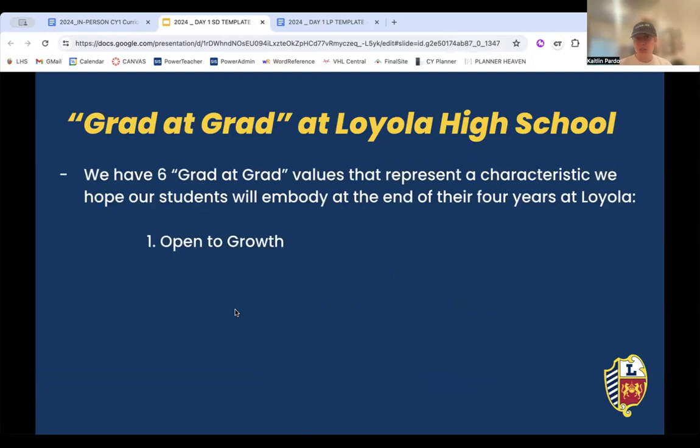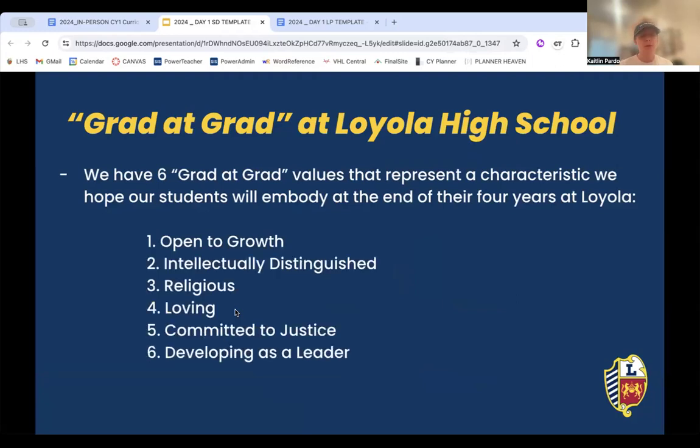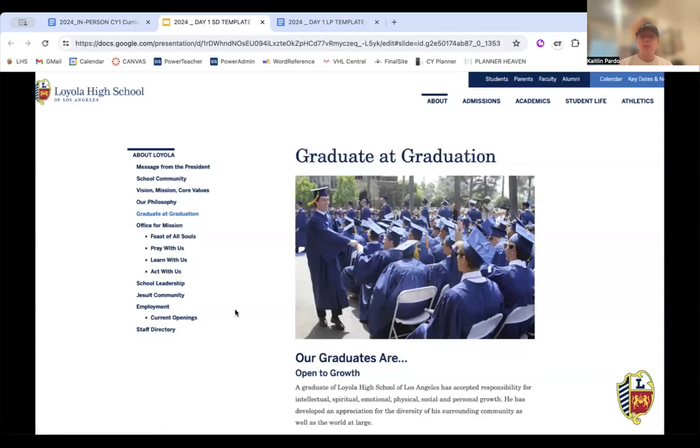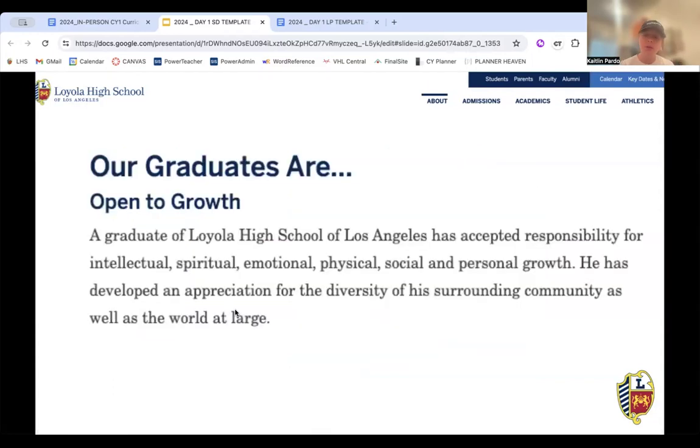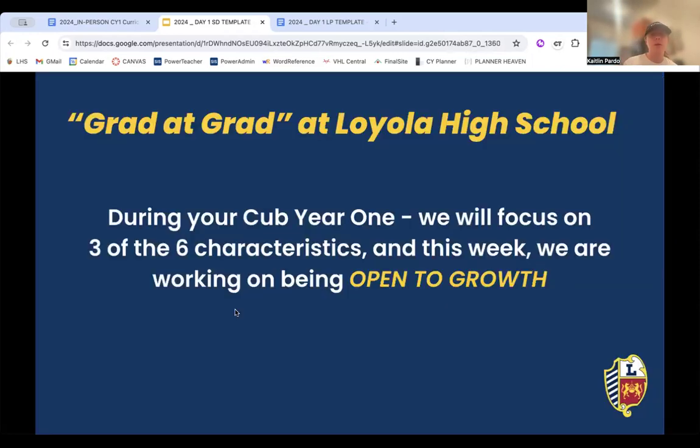Those characteristics, or 6 of them, are open to growth, intellectually distinguished, religious, loving, committed to justice, developing as a leader. These are 6 of the characteristics that are sort of our learning outcomes, what we hope you to become. Now, you'll notice on our website, the grad at grad is here for you. We have all 6 written, and we have a specific description of open to growth. Notice I click the next slide. Can someone read for me what it means to be open to growth at Loyola High School? Lovely, they read it. Perfect.